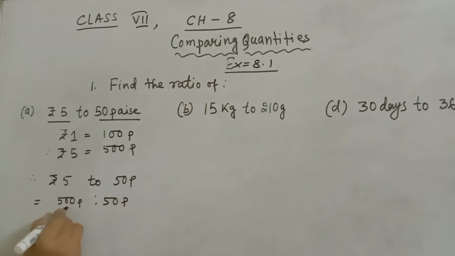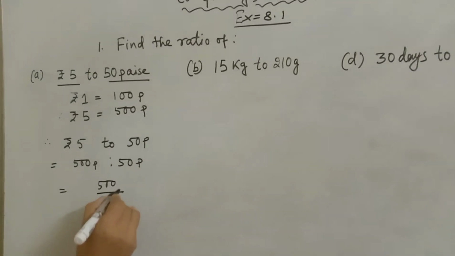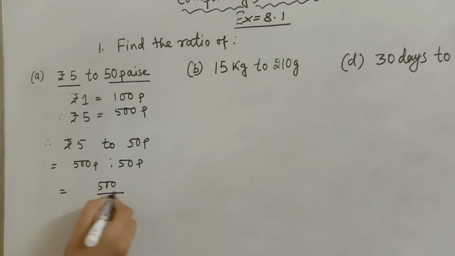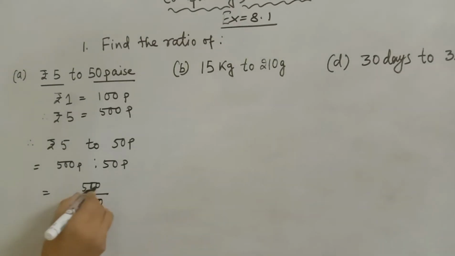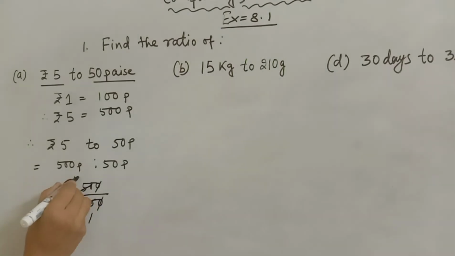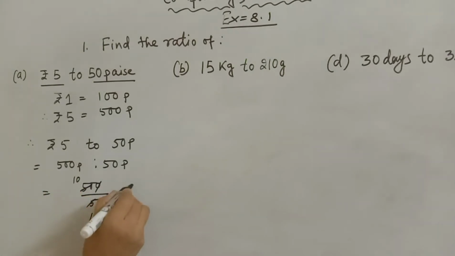Now both the units are same. As both the units are same, now you will write this ratio in the simplest form, 500 by 50. There will be no unit in the ratio, because they have the same unit. Now cancellation only: 5 1s are 5, 5 10s are 50. So the ratio is 10 by 1, but you have to give the answer in ratio form. Therefore, the ratio is 10 is to 1. This is the answer.